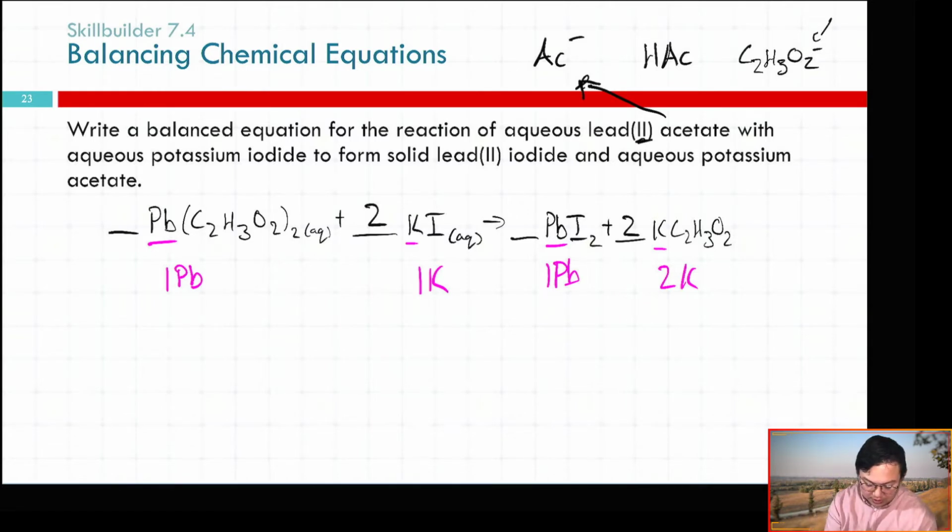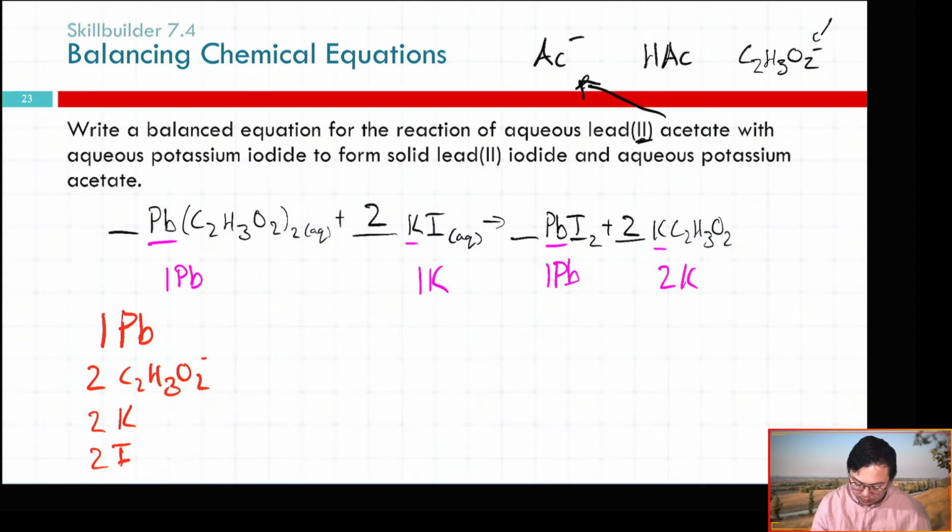So now we should check and make sure that we have the same number on both sides. I'll use a different color again for this. So we have 1 lead, 2 acetates, C2H3O2 minus, 2 potassiums, and 2 iodines.